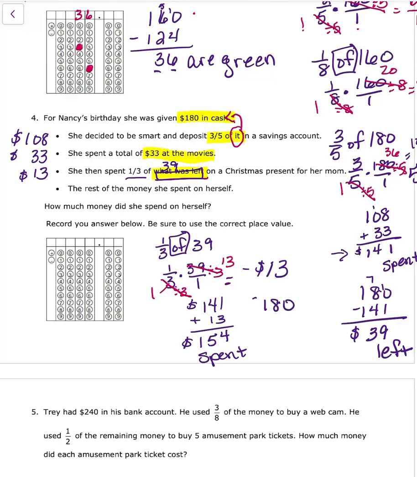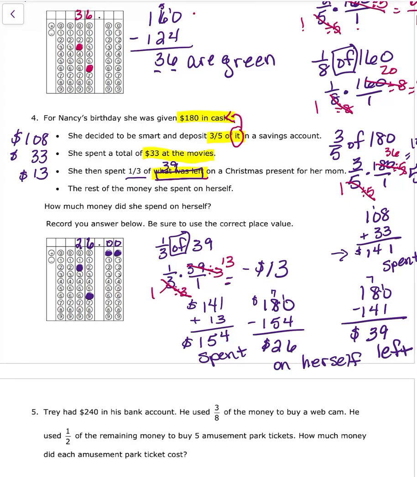All right, so her total was 180 minus the 154. So $26 on herself. Okay, so let's grid that. So again, you have to worry about place value. 6 is in the ones place. 2 is in the tens place. So $26. If you want to put the zeros back here, you can, but you absolutely do not have to.